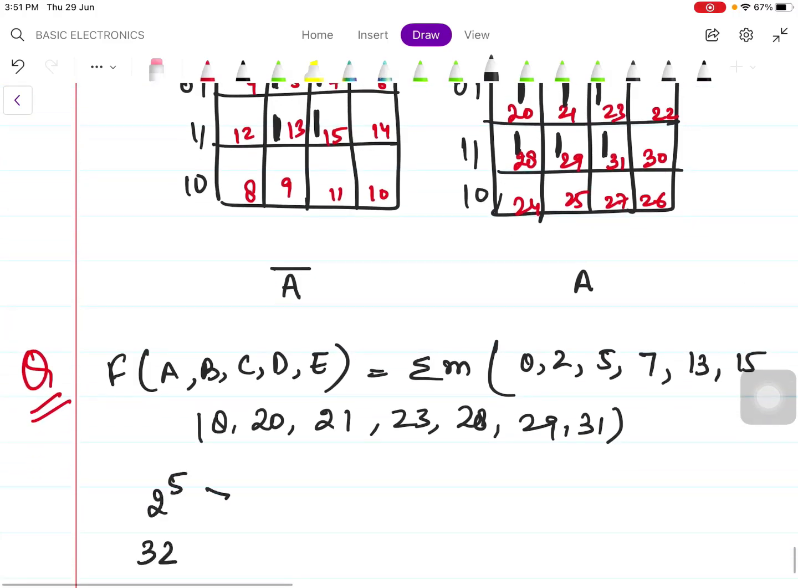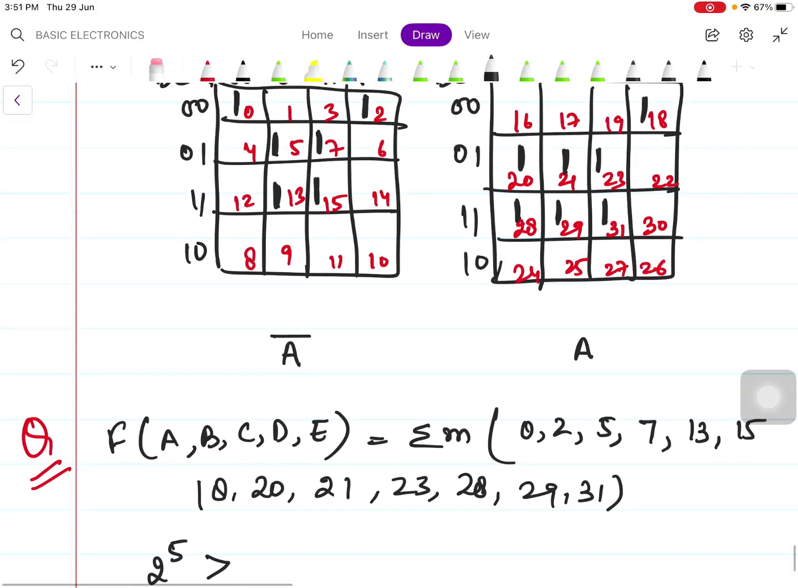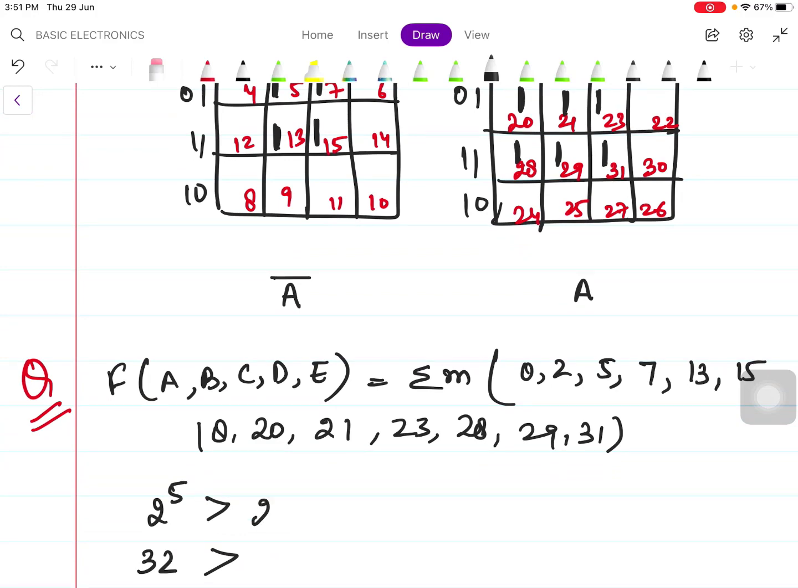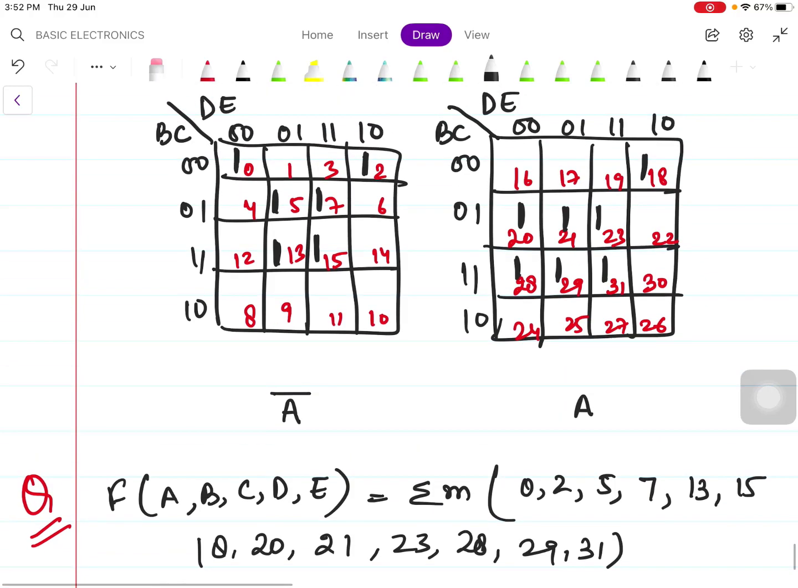Is it possible? No, because for that all the blocks should have been filled by 1, which is not the case. Then you have to search for the group of 2 raised to the power 4, that is 16, which is also not the case. Then 2 raised to the power 3, that is 8. Now let us see to it.